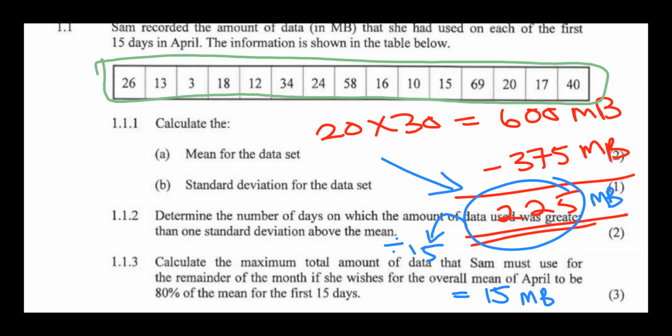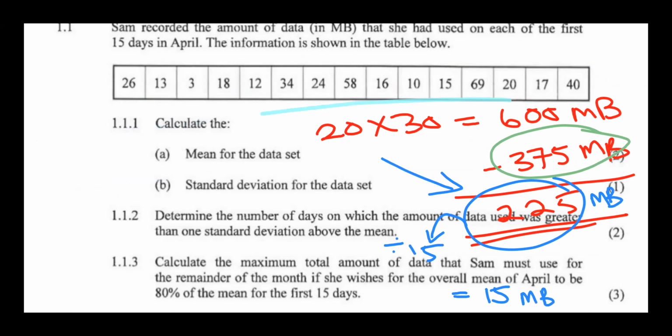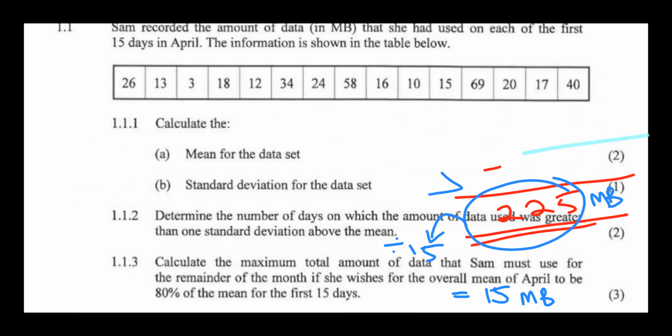I didn't add up all those. I was just remembering what the answer was for the mean. You told me the mean was 25, so I simply multiplied that by 15. And that also gave me this answer of 375. Okay. Glad you got it after the explanation.